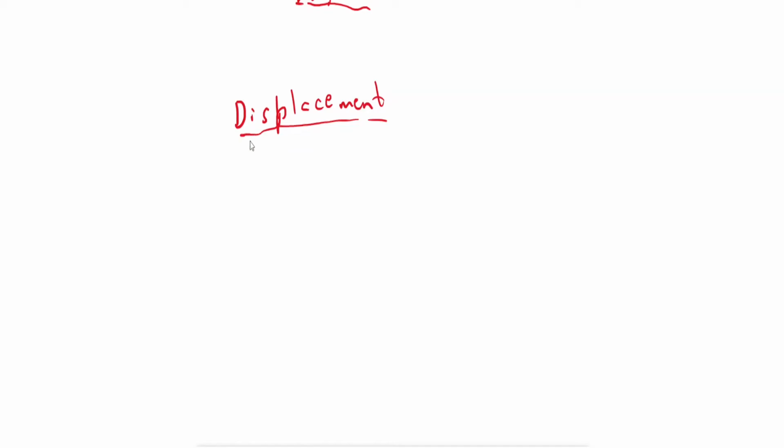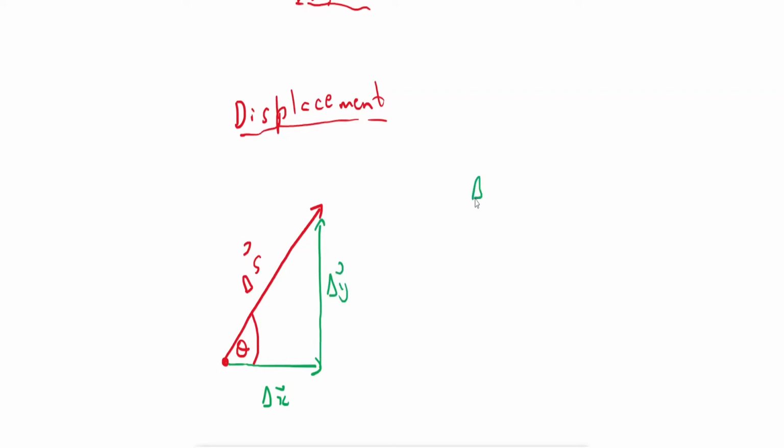Let's say I have an object that moves from here and ends up here. I can write the displacement vector like this. If I know theta, there's my theta. There's going to be an x direction here, which will be my delta x vector, and a y direction here, which will be my delta y vector. I can find the x and the y components of that. This is going to be equal to the displacement vector in the x direction and the displacement vector in the y direction.